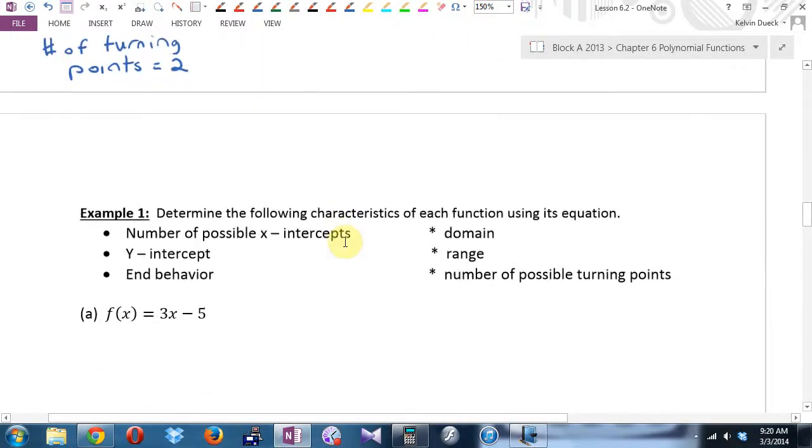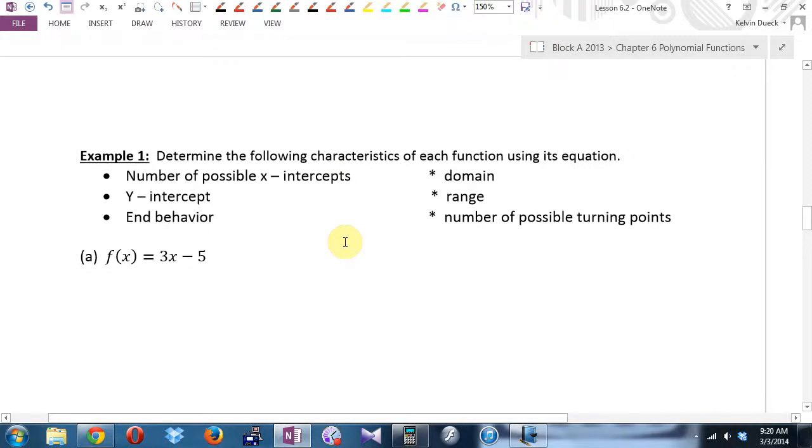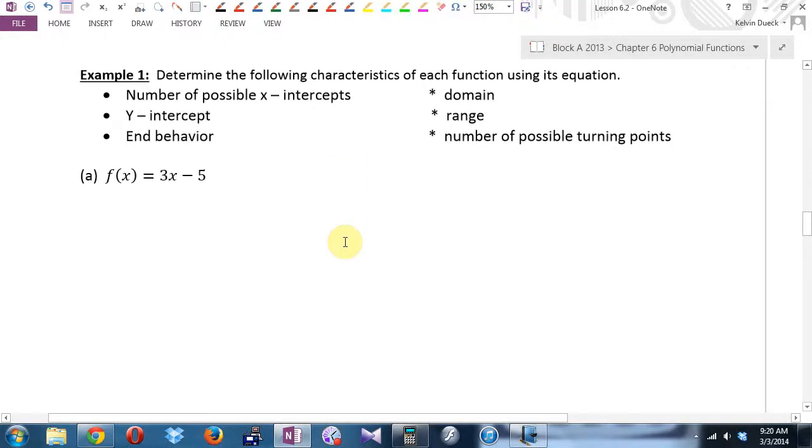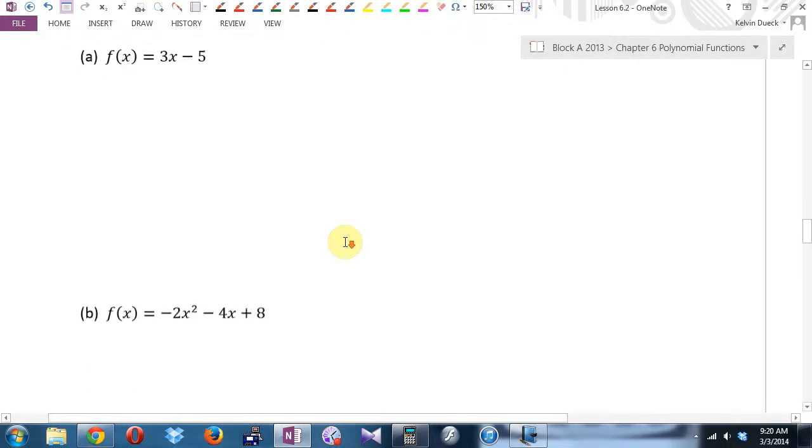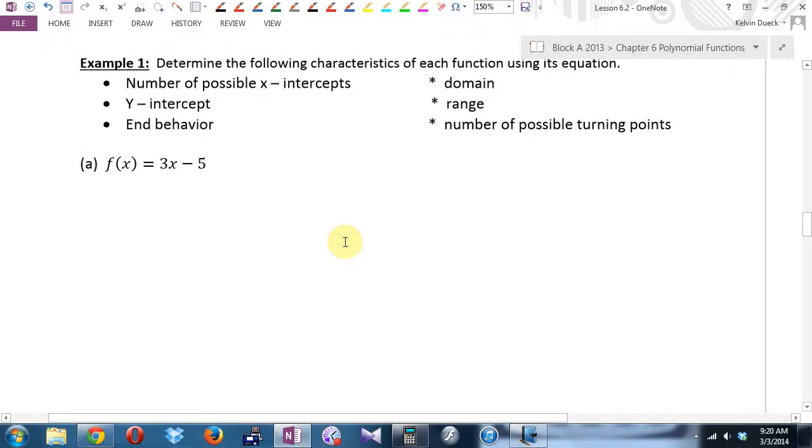So, let's try this. Turn the page. It says determine the characteristics of each function using its equation. So we want to answer those 6 questions. Okay? Here's our first function. How many possible x-intercepts are there? First of all, what's the degree of this function here? 1. What kind of graph is a degree 1 function? Linear.